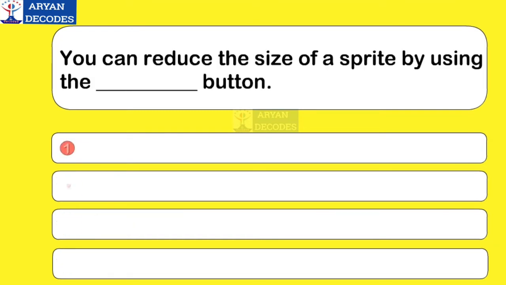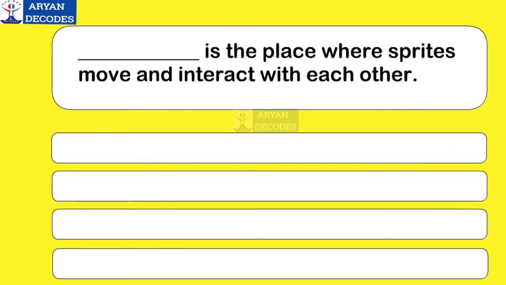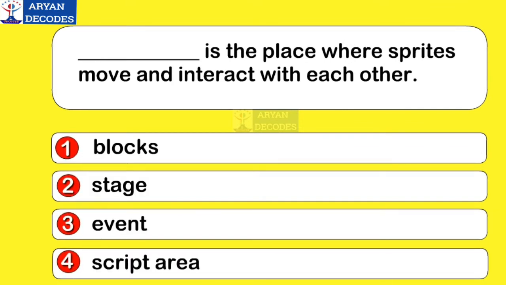You can reduce the size of a sprite by using the dash button. And the correct option is shrink. Dash is the place where sprites move and interact with each other. And the correct option is stage. Now move on to the next question.